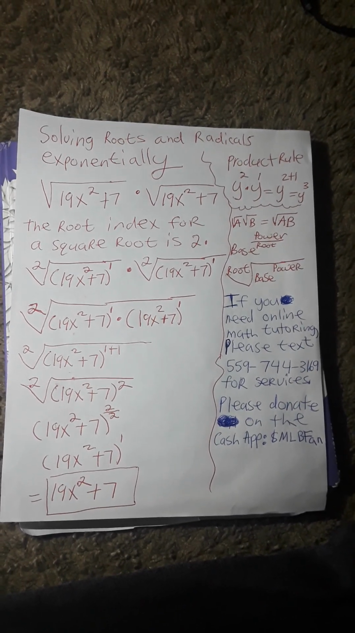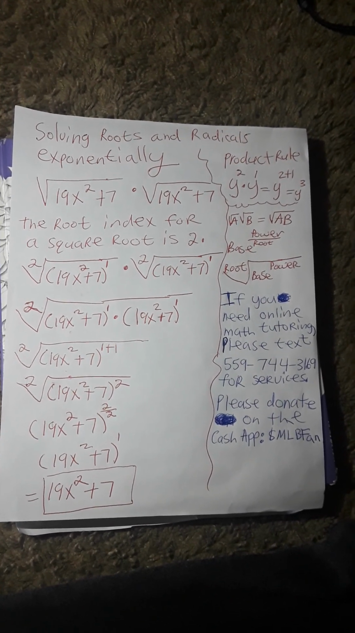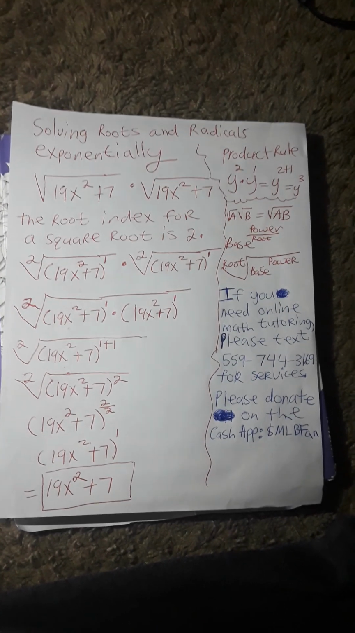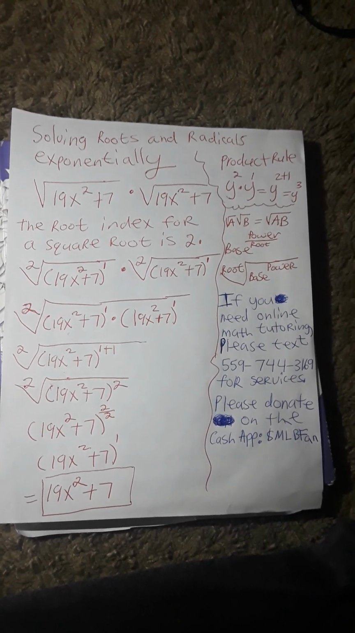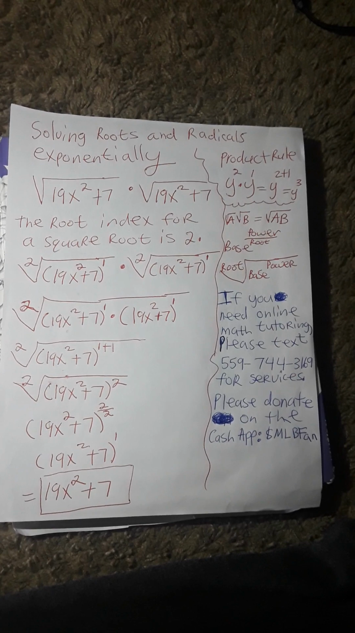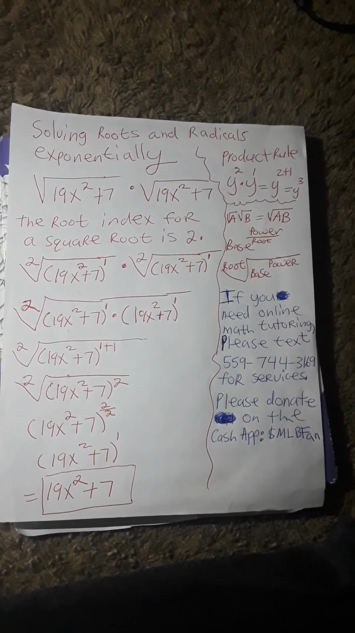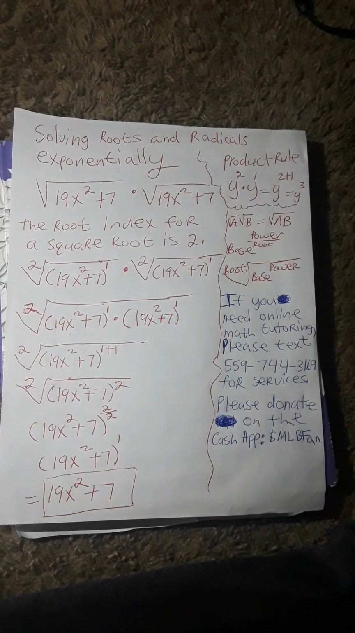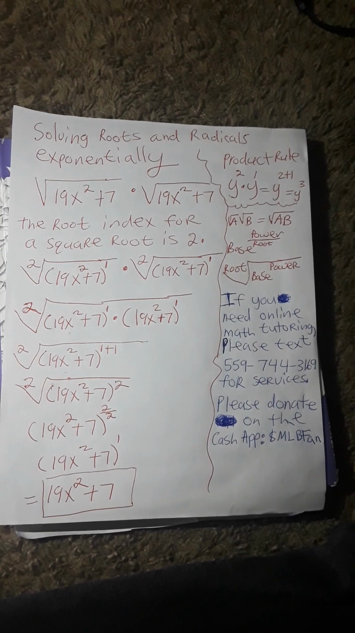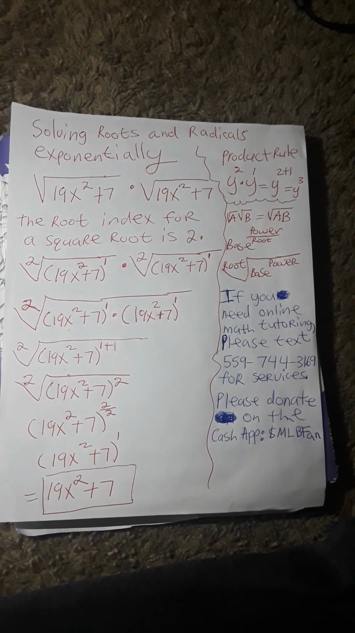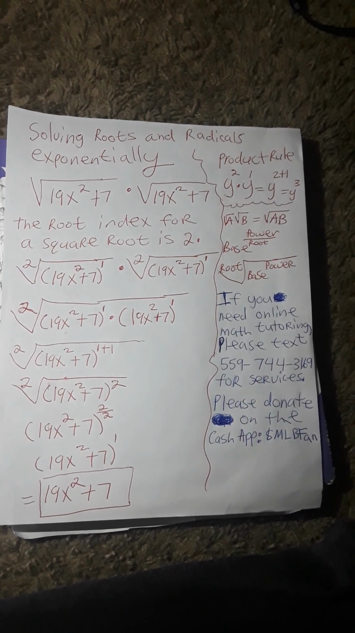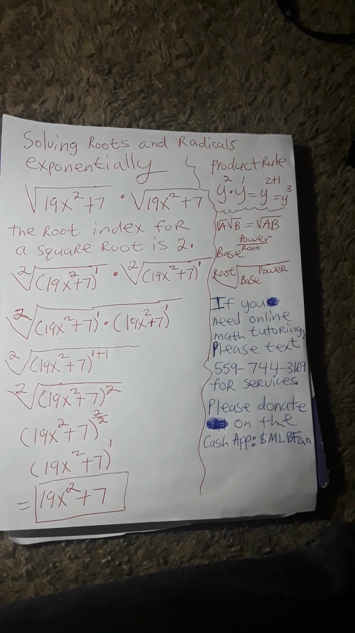Here we will revisit the square root of 19x squared plus 7. Like in the previous video, I promised that I would show how to calculate this exponentially. So, square root of 19x squared plus 7 times the square root of 19x squared plus 7. The root index for a square root is 2. Then notice how we put parentheses around the binomial of 19x squared plus 7 and then raise it to the power of 1 to comply with the product rule.